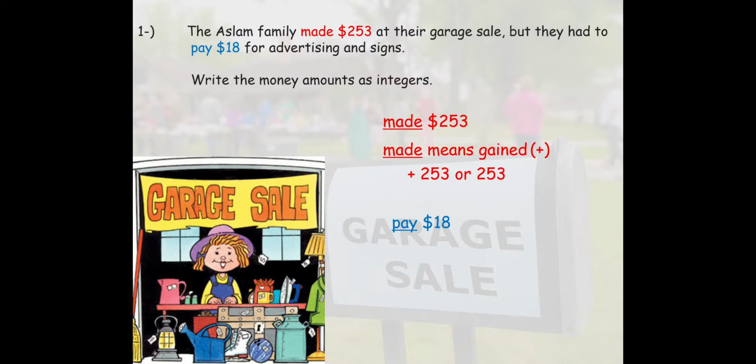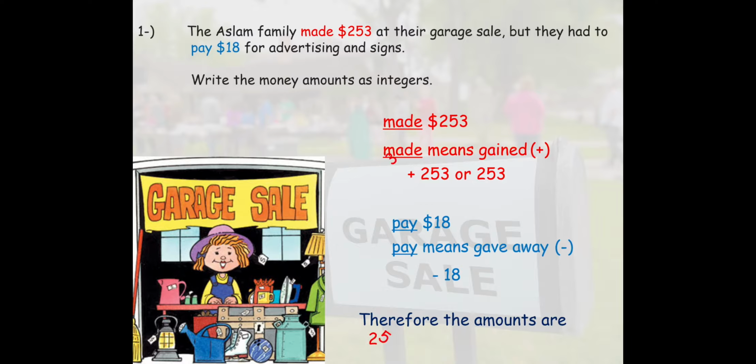without the positive sign. Pay $18, it means they gave away. So pay means gave away, which is negative. Therefore, it is negative 18. We can't change it. So, to write the amounts as integers, we have positive 253 and negative 18.